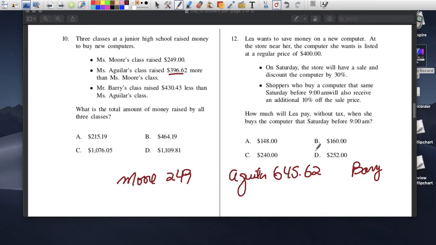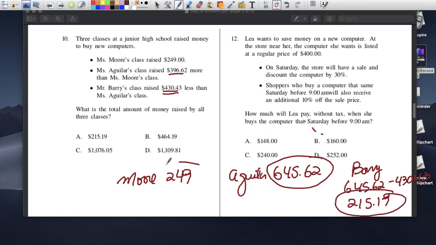430. So we have to take Mr. Aguilar's class, 645.62, and subtract 430.43, and that's going to give us 215.19. So this is how much each of the classes raised. This one, and that one. Now all you have to do is add. 249 plus 645.62 plus 215.19 gives us 1109.81, and here's our answer.